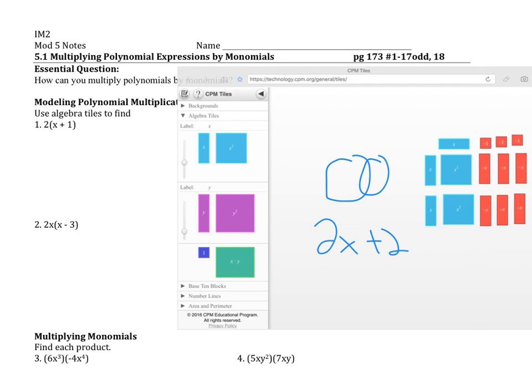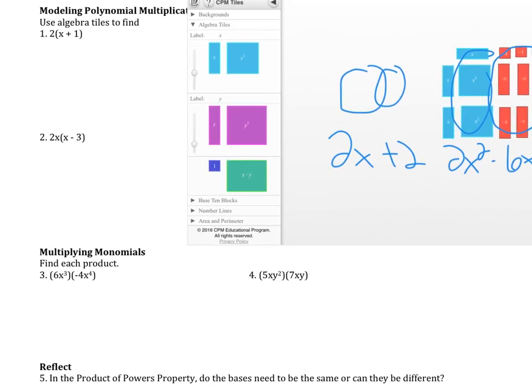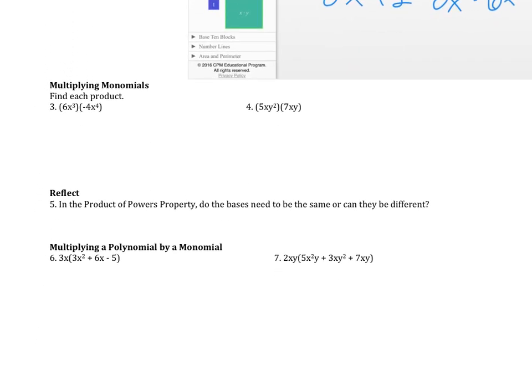So as we go back over here and distribute our 2x, we get 2x times x, which is 2x squared, and then 2x times 3 is a negative 6x. Remember, on multiplying, when the bases are the same, we add exponents. So x to the 1 and x to the 1, 1 plus 1 is 2. Now again, you won't have to do tiles if you don't want to, I'm just showing you a visual representation of that. Okay, let's continue on here.